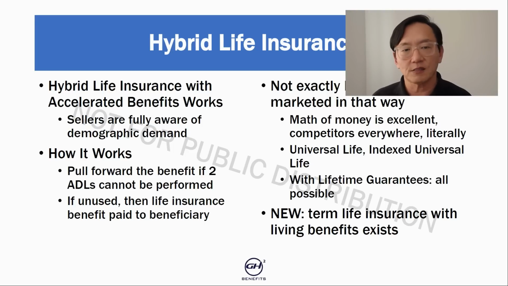So how it works, which is there on your left, is that you can pull forward your life insurance benefits, receive them earlier if 2 ADLs, and that's activities of daily living, cannot be performed. That's got to be documented. The doctor has to be able to write and sign some kind of document that states this. And if your benefits aren't used, then your remaining life insurance benefit can go to your beneficiary.